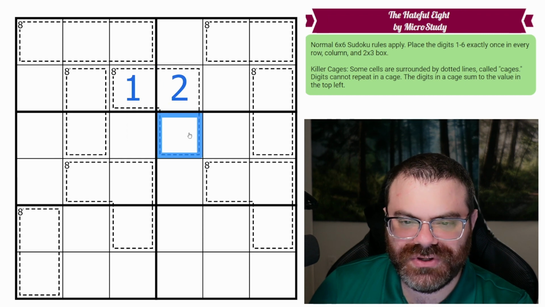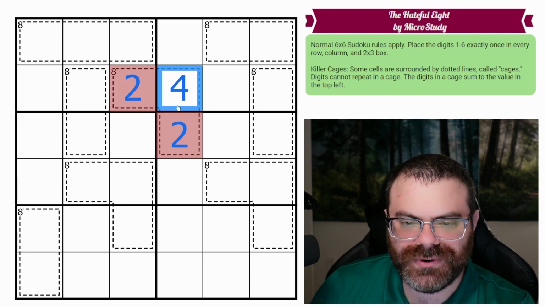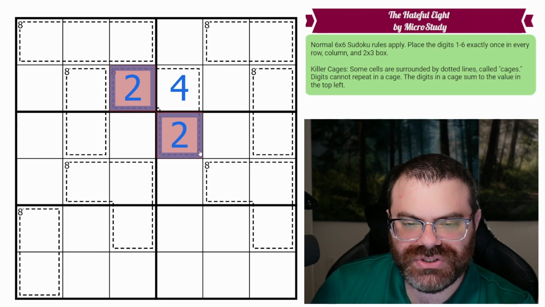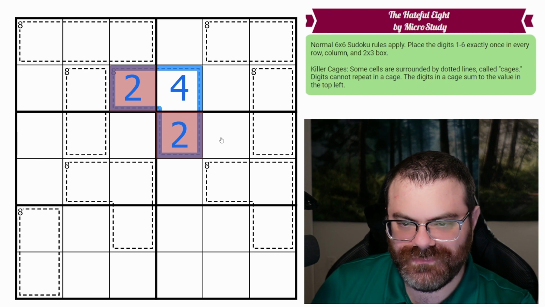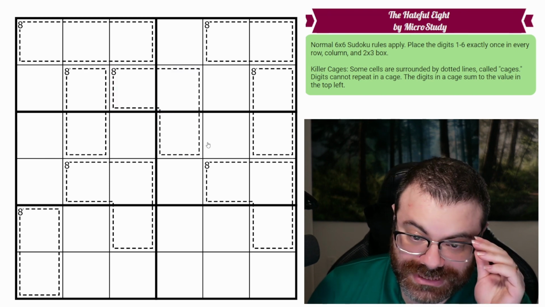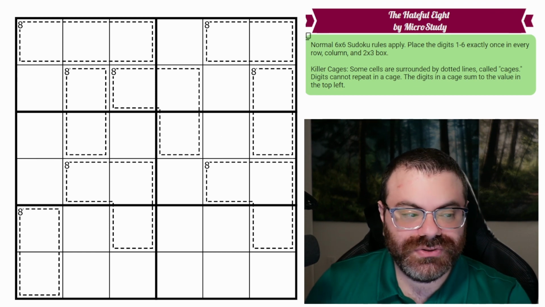So for example, this could be 1, 2, 5. What we can't do is like 2, 2, 4, because even though normal Sudoku rules would allow us to repeat a 2 there, the cages don't allow you to. And that does help you figure out the sums. It reduces how many sums are possible. All right, so those are the rules.